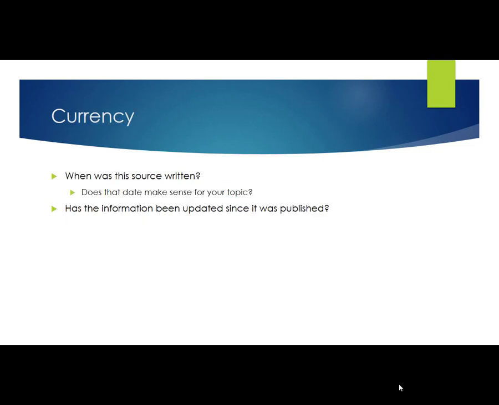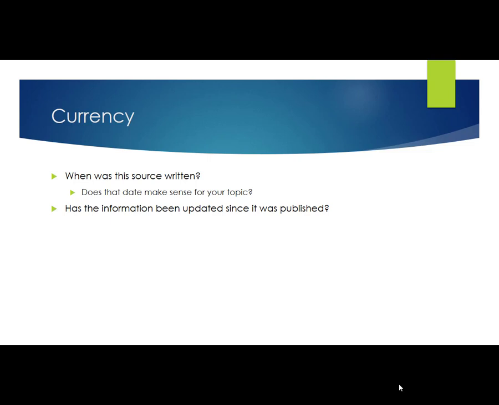The first letter, C, stands for currency. This has to do with when the source was published or last updated. An old source isn't necessarily bad, but you want to think about your topic and how up-to-date your sources should be for that specific topic.